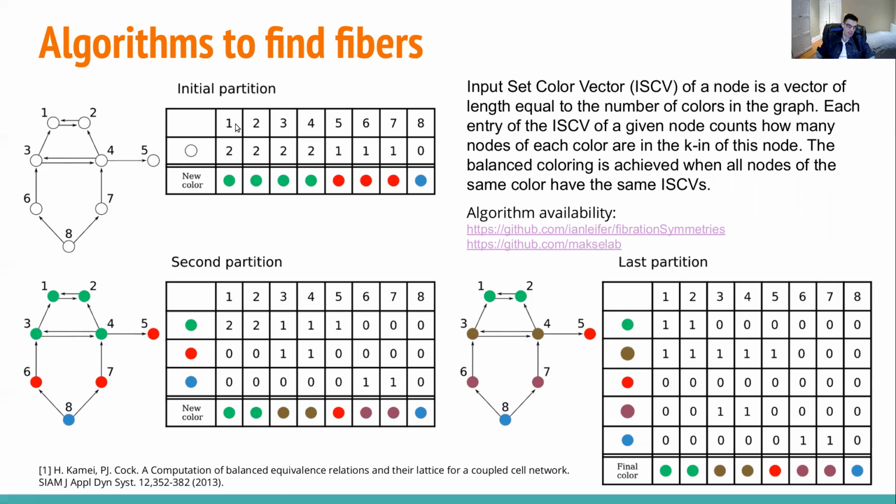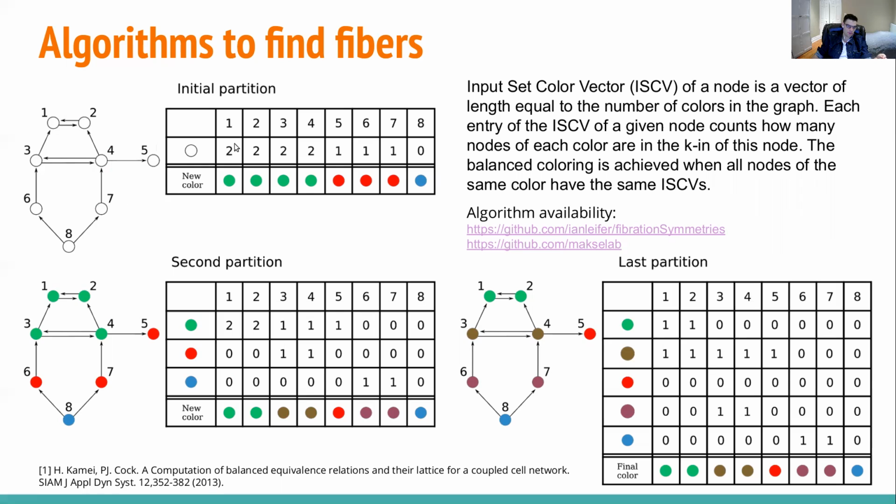So we take node 1. Node 1 receives from 2 and from 3. And note here that there is only one color in the graph right now, so it's going to be one-dimensional. So 1 receives from 2 and 3, so 1 has the value 2. The input set color vector is one-dimensional. The value is 2 here.